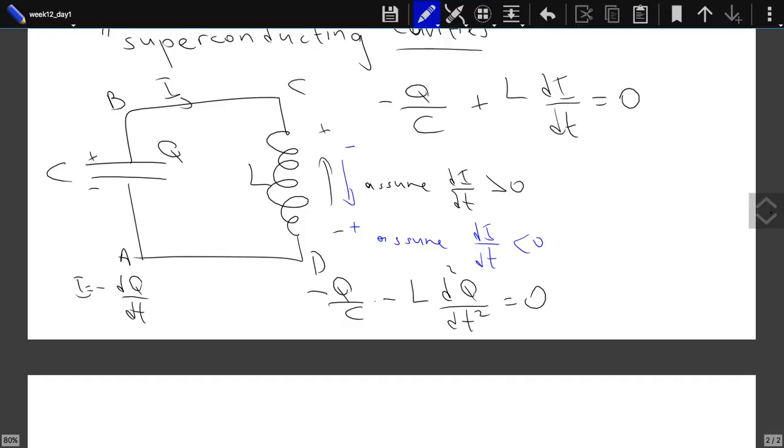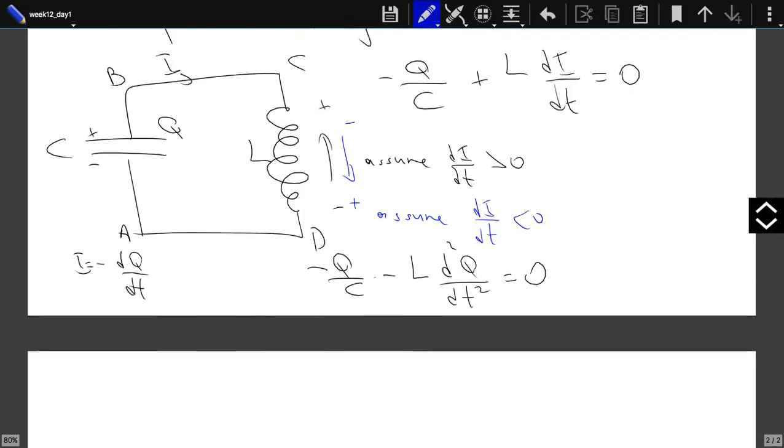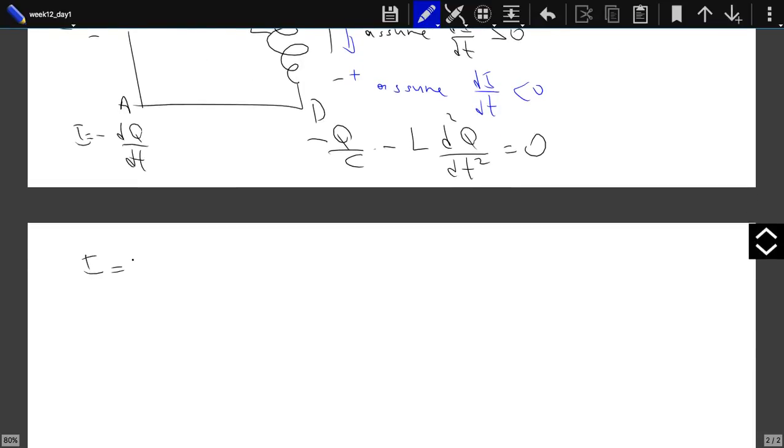Okay, good point. We always define I to be dq by dt. What is dq? Let's look at the meaning of these symbols. What is dq? So dq, in this definition, let's look at this part only.